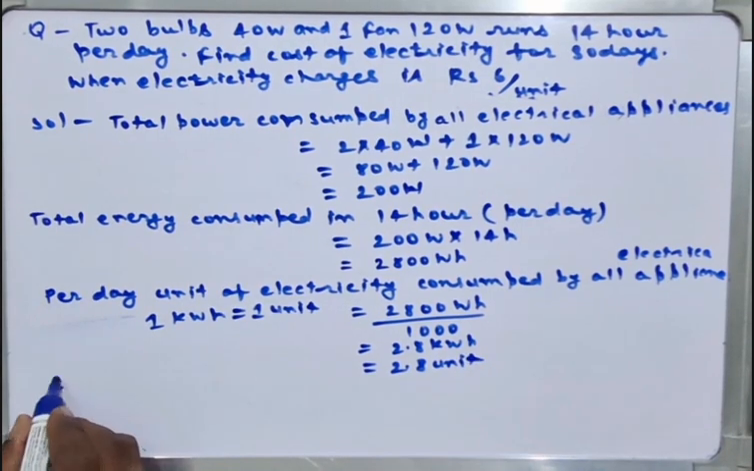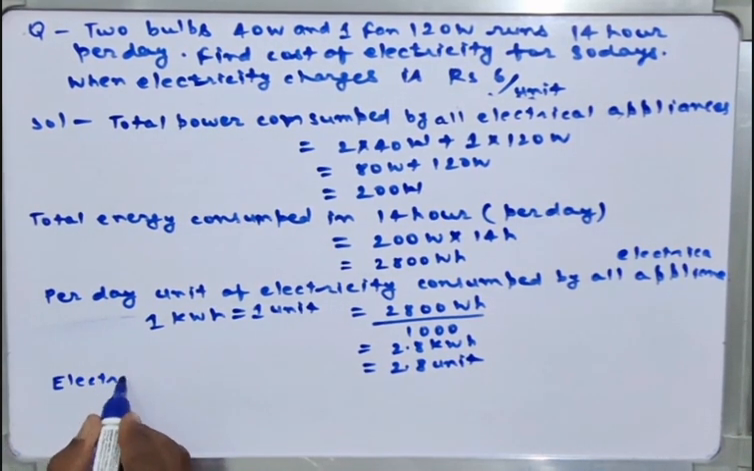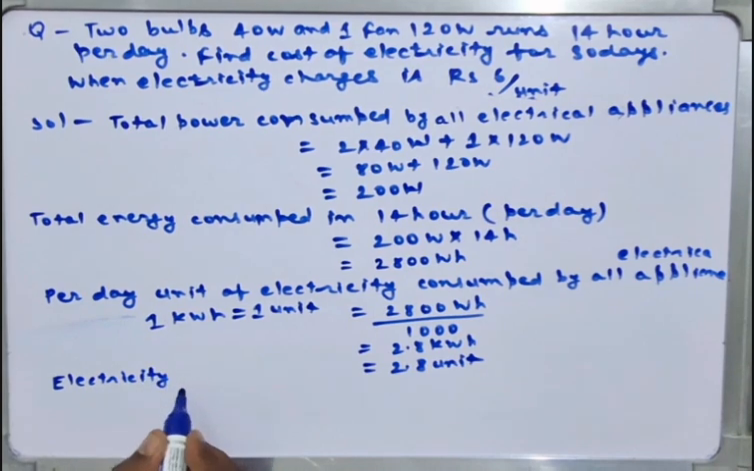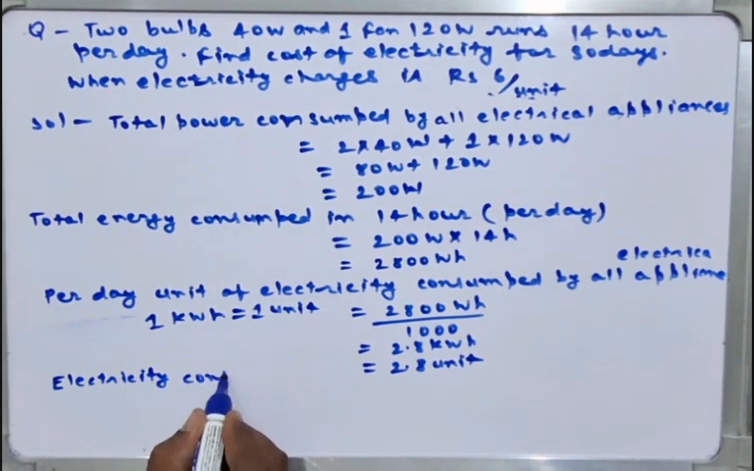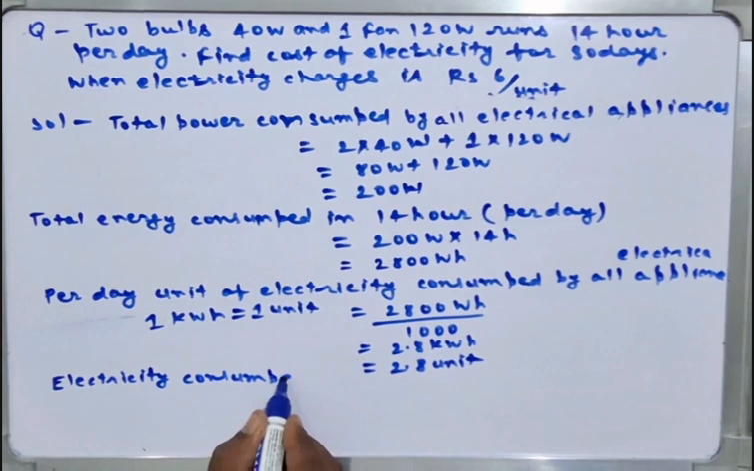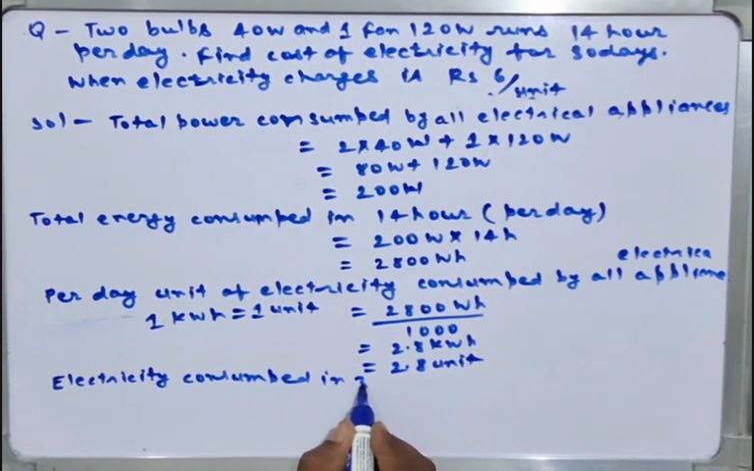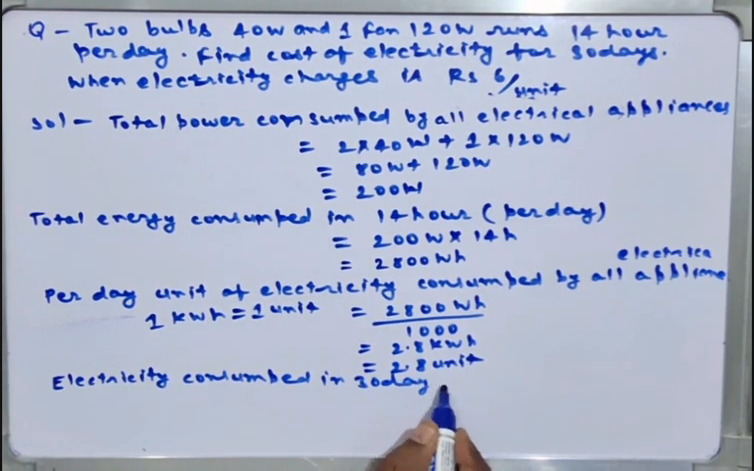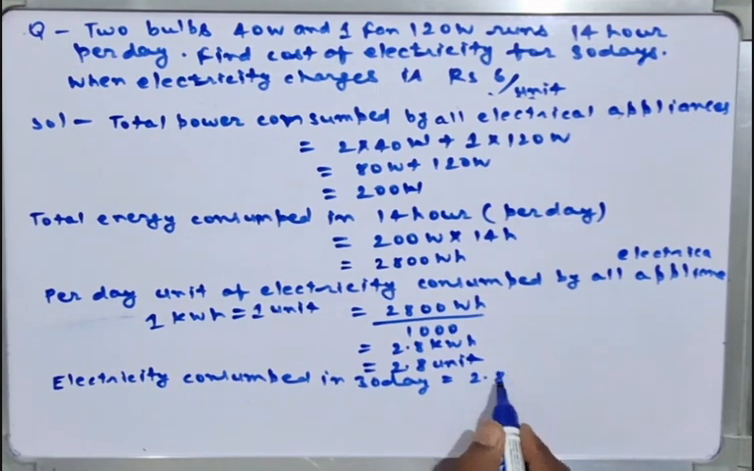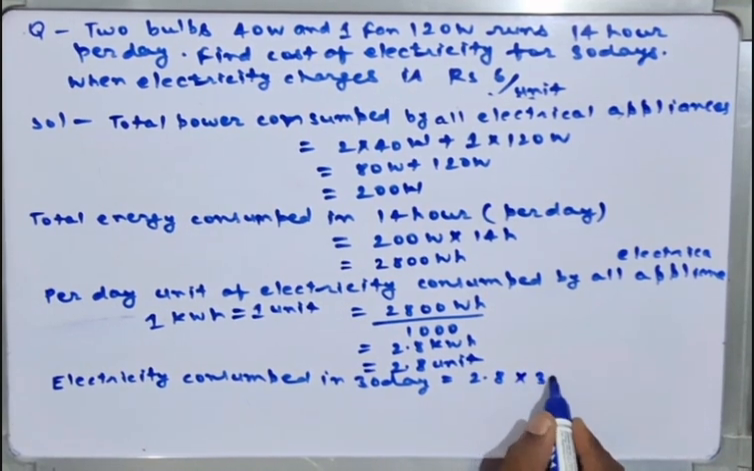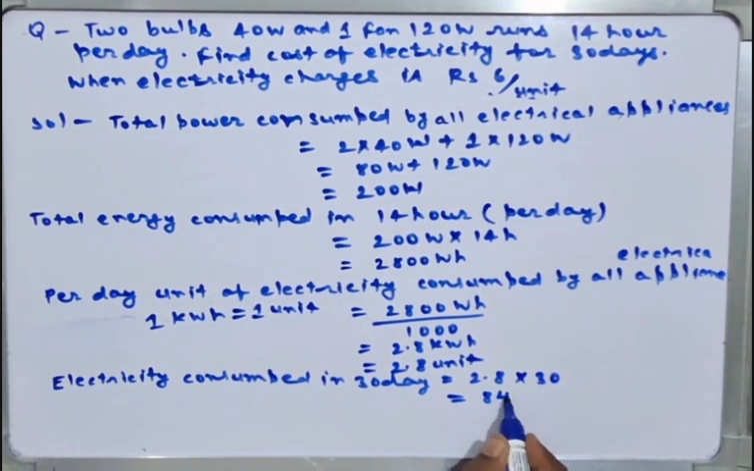Okay, the electricity consumed in 30 days is equal to 2.8 into 30. Okay, so this will come 84 unit.